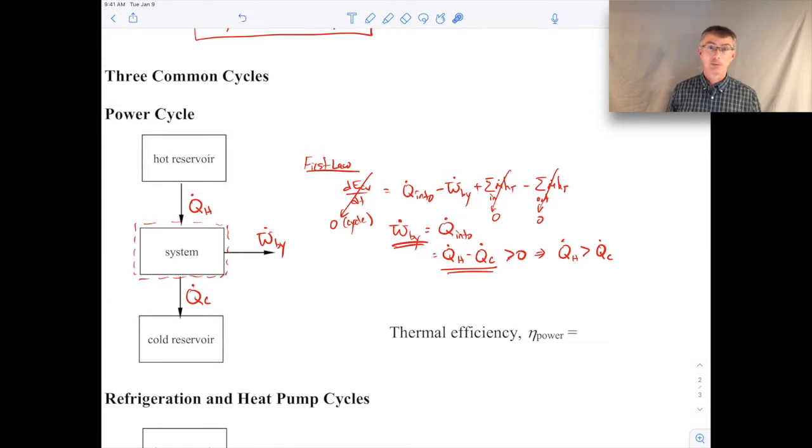Now, since there are all kinds of different power cycles that we could choose from, one thing that we might be interested in is being able to compare how effective different power cycles are.